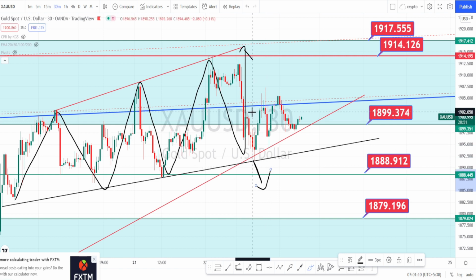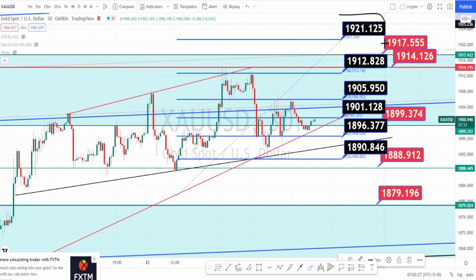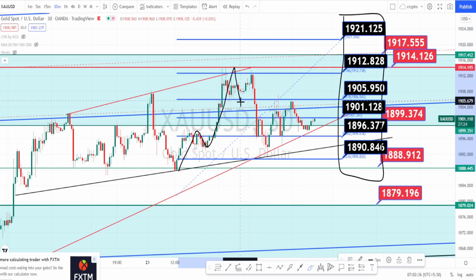Let us mark the support and resistance levels. So the values within these black color boxes are the support and resistance levels. In 30 minutes time frame, currently the price action has formed a double top pattern and retraced and taken support on this hourly time frame trend line or the support line, and it is again on a bullish trend.